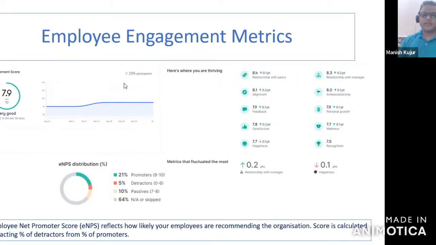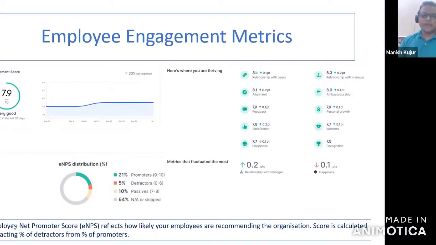You can see the participation, 23% participation, and what we are driving. Under each and every metric, you can see the score, like 8.4 out of 10, on a scale of 1 to 10. And then you can also calculate the employee net promoter score.